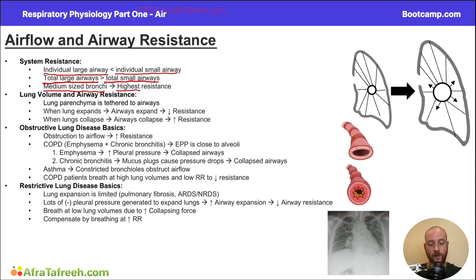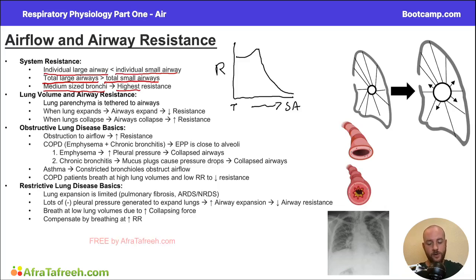So a classic graph would look like this. On the x-axis, we would have the progression of the respiratory system going from the trachea all the way down to the small airways, and on the y-axis we would have resistance. Resistance is going to be very high in the large airways, and it would peak in the medium-sized bronchi, and then it would decrease as we get down to the small airways.